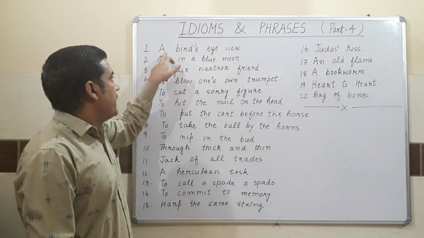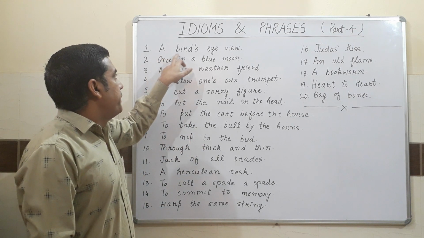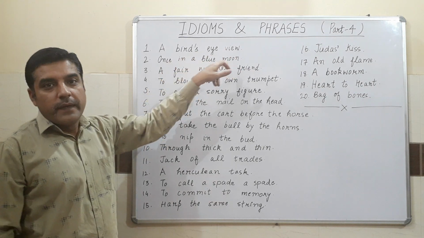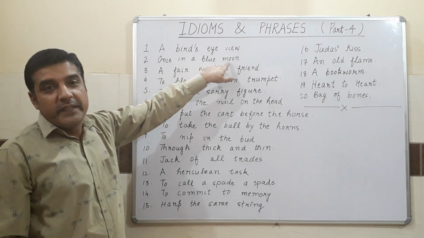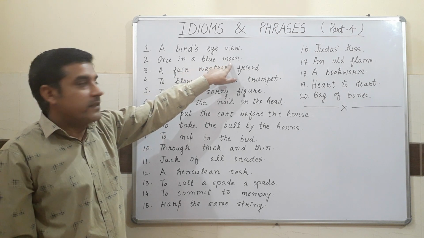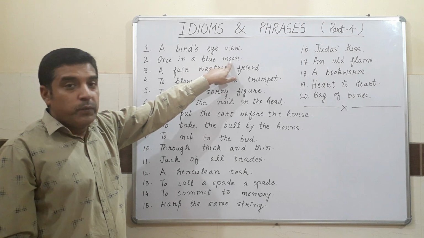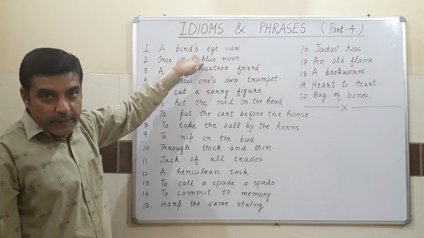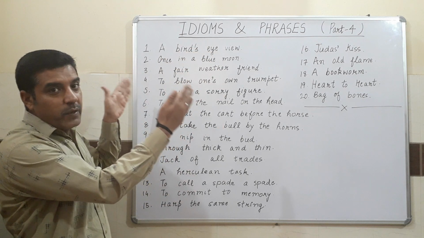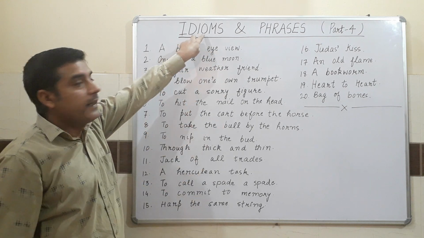For example, let's see, a bird's eye view or once in a blue moon. Here, you are not talking about the moon, right? You cannot understand the meaning with the help of individual words. Here we are not talking about the moon. Here we are not talking about the bird. With the help of individual words, you can never understand. You have to take it as a whole, and such group of words is called an idiom.